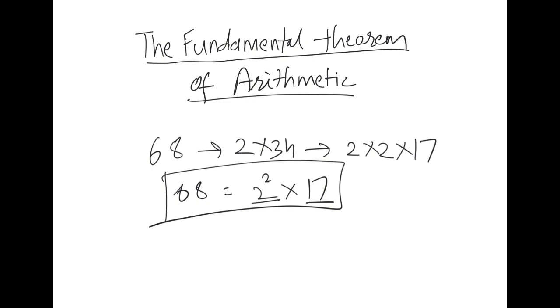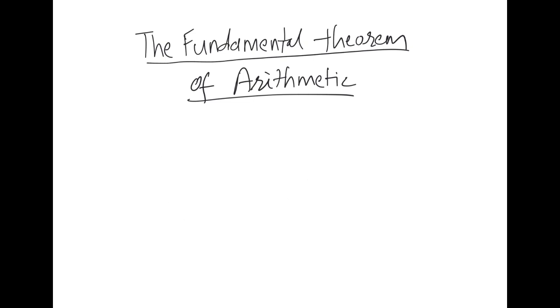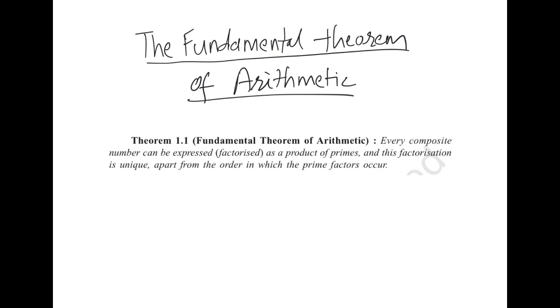Okay, so now let's take the actual statement of the fundamental theorem of arithmetic and let's see if we can understand it now. So this is the statement. Every composite number can be expressed or factorized as a product of primes, and this factorization is unique apart from the order in which the prime factors occur.